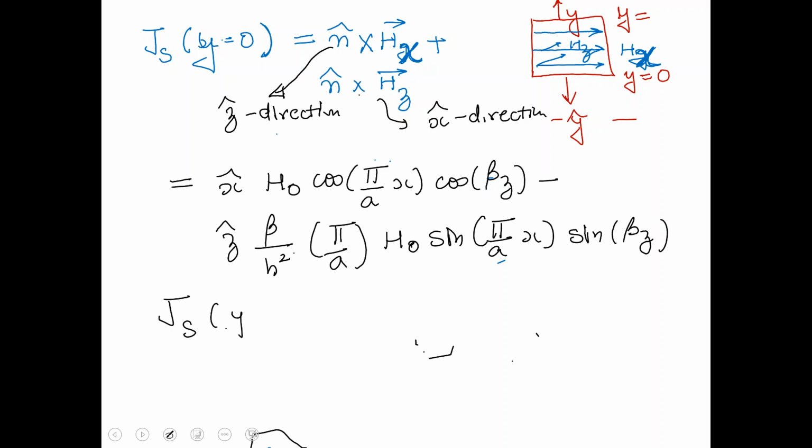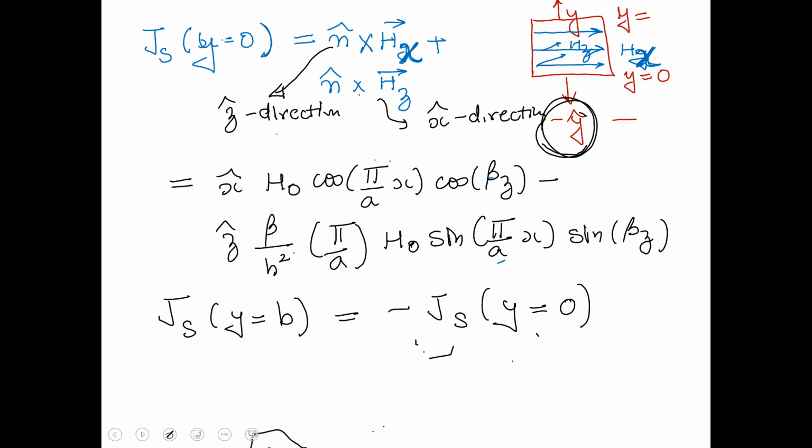the only thing which has changed is the direction of my normal. On the bottom, the direction is in minus y direction. On the top, the direction is in plus y direction. The only thing which has changed is the direction of the normal. So this current is just going to be minus of the current I see at the bottom. If the direction changes, the cross product value changes to a negative of what the original was.